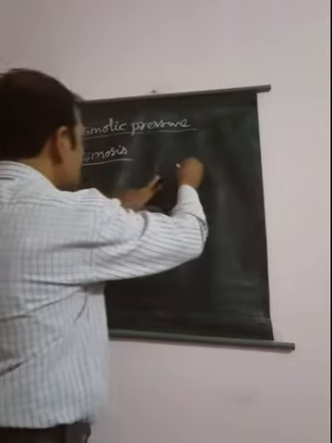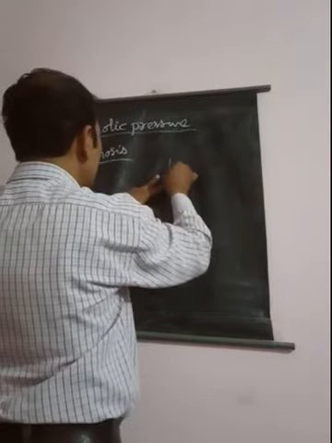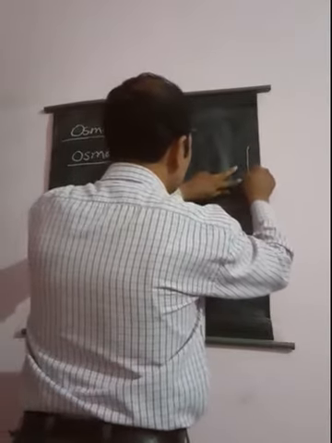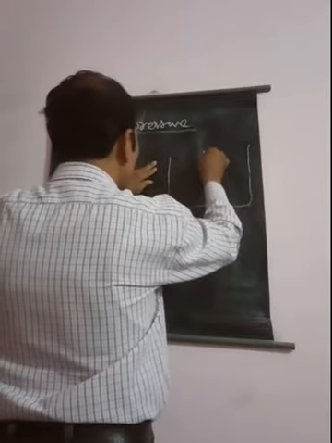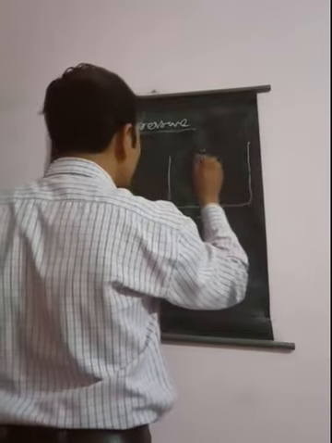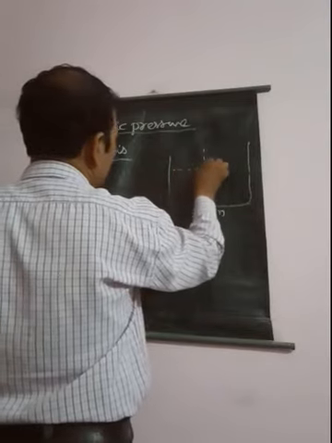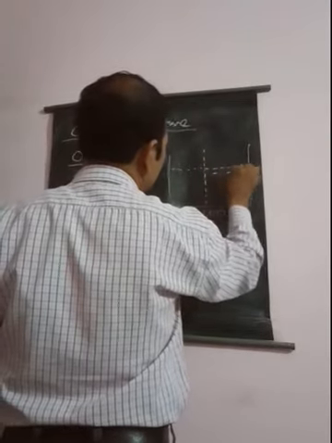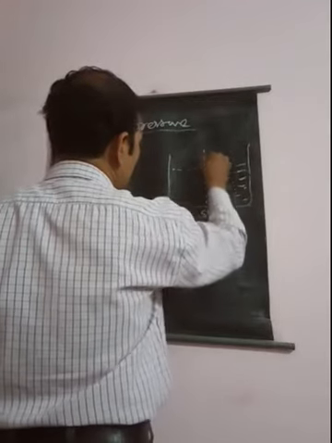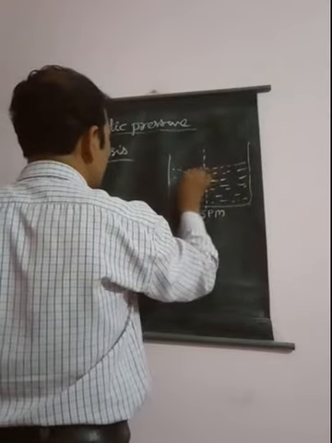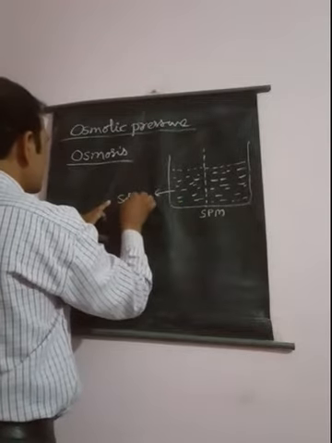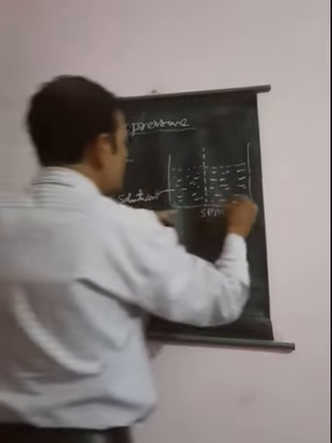In case of osmosis, in this diagram suppose we are taking a container in which a type of membrane known as semi-permeable membrane is present. It is SPM, meaning semi-permeable membrane. Here a solvent is present, and on the other side of the semi-permeable membrane a solution is present. This is the solution, and this is the pure solvent.